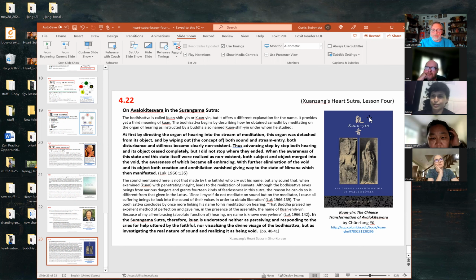And so this is the book on Avalokitesvara, which is highly relevant to anybody who's interested in the Heart Sutra. And this is a nice little quote about Avalokitesvara, the Bodhisattva who listens, basically. Anyway, so I want to open it up for any questions.